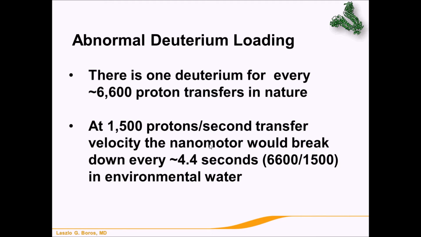It's not a common isotope. It's a very rare isotope. It's only 0.01% of all hydrogens, but because of the high deuterium proton transfer velocity, they actually get to the nanomotor at about 4.4 seconds. And that's not good, because breaking the nanomotor every few seconds will require a huge resource from the cell to re-synthesize all the proteins and use all the reducing power and equivalents to produce new proteins and new membranes. It's just not energetically feasible for the cells.